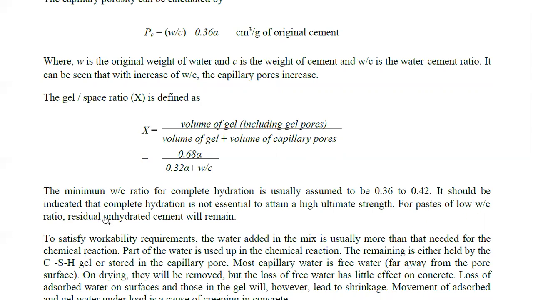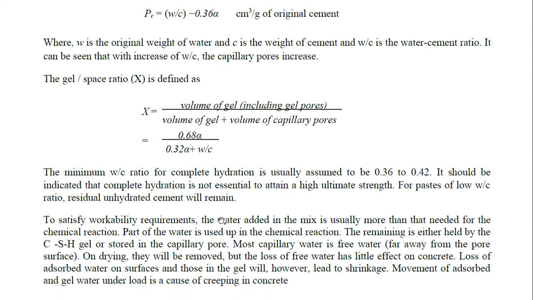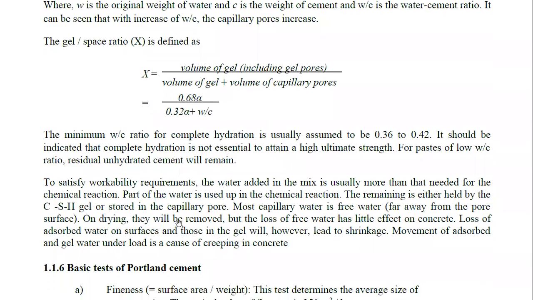It should be indicated that complete hydration is not essential to attain a high ultimate strength. For paste of low water cement ratio, residual unhydrated cement will remain. To satisfy workability requirements, the water added in the mix is usually more than that needed for the chemical reaction. Part of the water is used up in chemical reaction. The remaining is either held by the CSH gel or stored in a capillary pore. Most capillary water is free water, and on drying it will be removed, but the loss of free water has little effect on concrete.